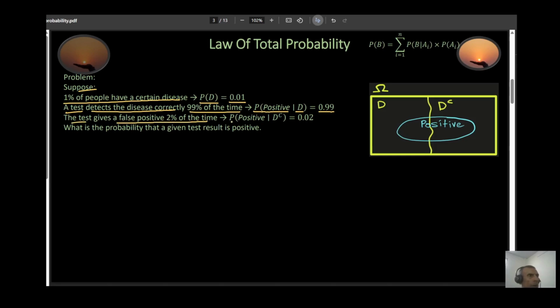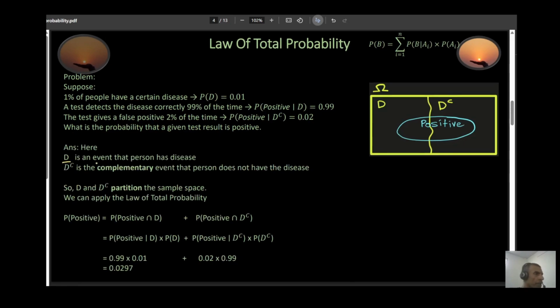In other words, the probability that the test is going to be positive given that the person does not have the disease is 0.02. Question is this: what is the probability that a given test result is positive? Here, D is an event that the person has the disease. DC is the complementary event that the person does not have the disease. So my D and DC partition the sample space. This is my sample space right here, this would be my D, and my DC would be this region right here.